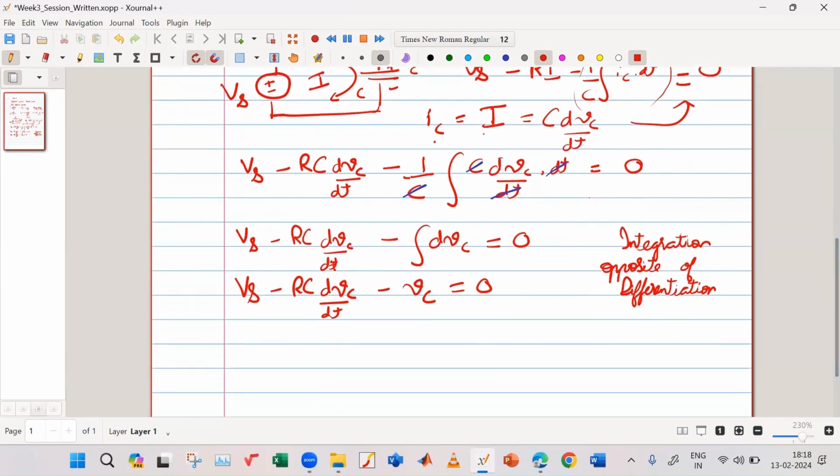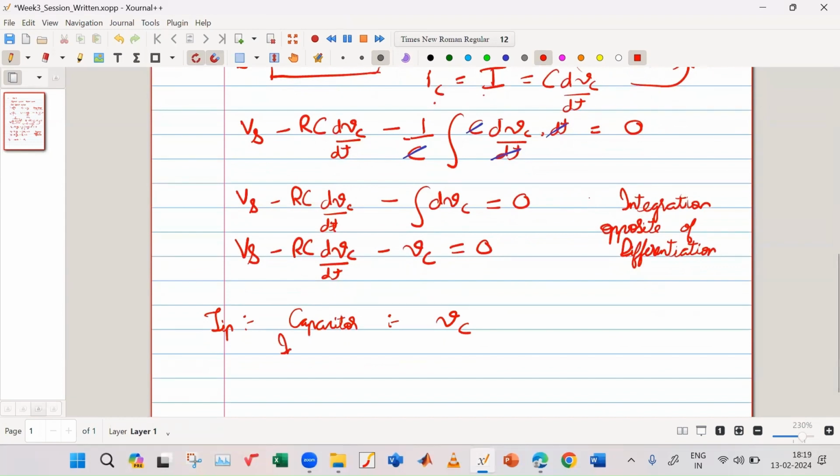So what is my tip? When you're solving this, for a capacitor, write equations considering the voltage of the capacitor. And in case it is an inductor, write equations considering the current through the inductor. Don't write equations for a capacitor in terms of the current flowing in the capacitor. Don't do that. This is not correct. This is the preferred way.